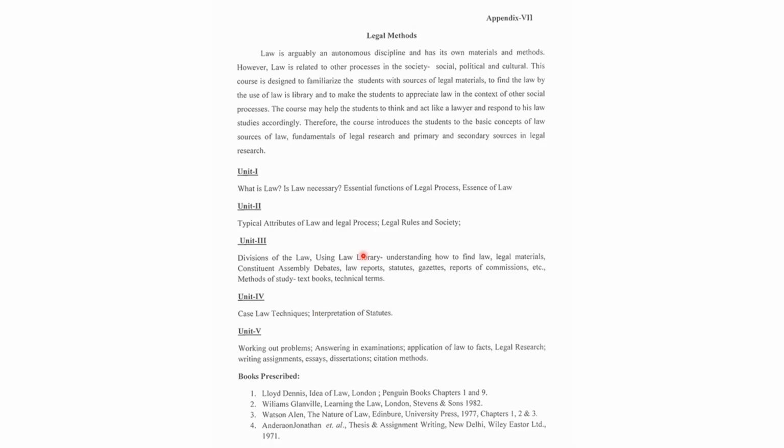If I have to tell what concepts are covered, in the first unit you'll be learning what is law, its meaning, different perspectives about law, different schools of thought. You'll be learning essential functions of the legal process, what is the essence of law. And in the second unit you'll be learning the typical attributes, typical features of law and the legal process, and what are legal rules in society. It covers a very interesting concept like whether all rules are law or all laws are rules.